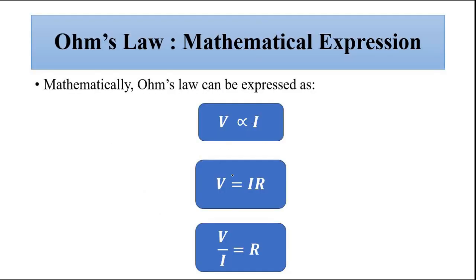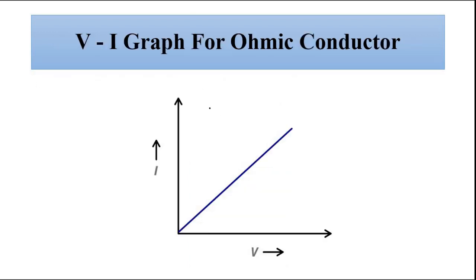It can be mathematically expressed as V is directly proportional to I, or I is directly proportional to V. Same thing, V is equal to IR, where R is resistance, I is current and V is the potential difference or voltage, and V by I is equal to R, the ratio of voltage and current. The graph of an ohmic conductor is a straight line passing through the origin, and the slope of this line gives us the resistance.